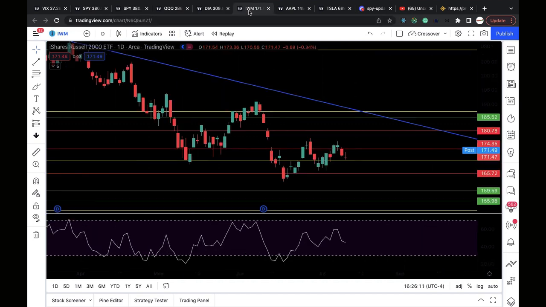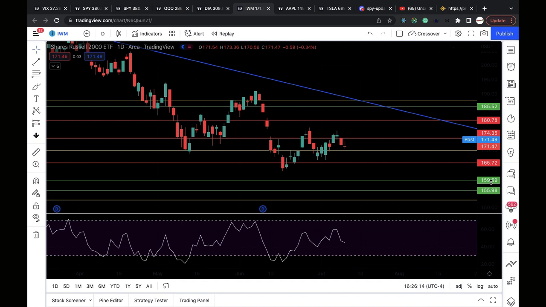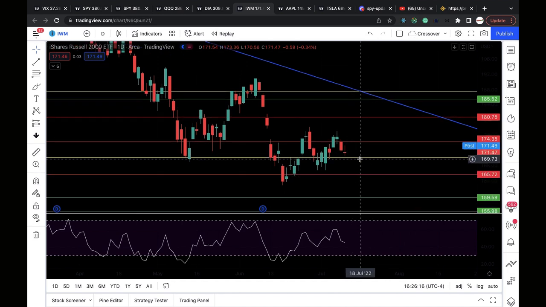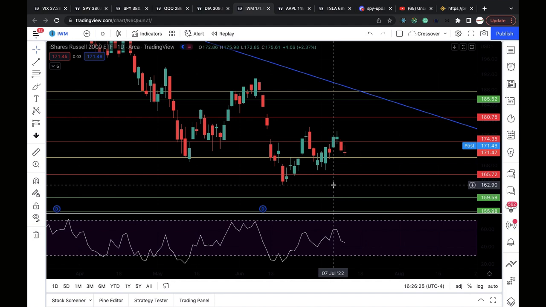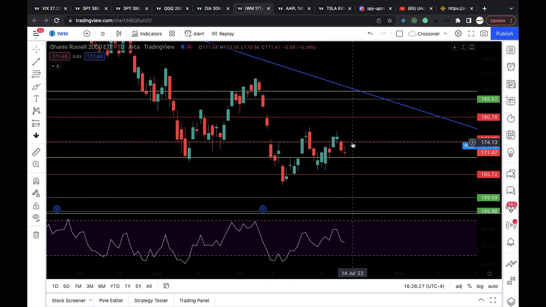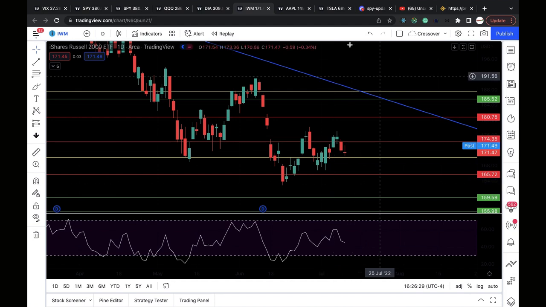Okay, guys, IWM also showing a little bit more downside, not as bearish as the others, but it is more downside. So support is at 170. If it fails, 166.7 is in play, then 165.7, and then 163. Okay, only bullish if it recaptures 174.3.